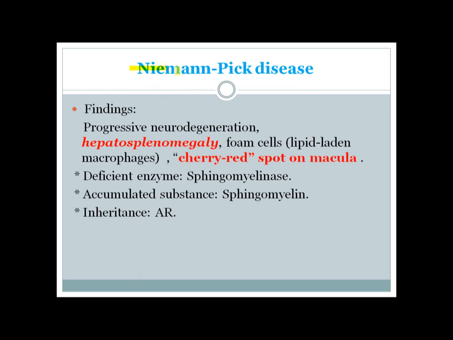So next disease is Niemann-Pick disease. This is also very important. Niemann-Pick disease has actually one differential, which is Tay-Sachs disease. So the most important difference between Niemann-Pick and Tay-Sachs is Niemann-Pick have hepatosplenomegaly. Tay-Sachs don't have hepatosplenomegaly, but both of them have cherry red spot on macula. And Niemann-Pick disease can also have foam cells, and like Tay-Sachs disease, the patient might have progressive neurodegeneration. And the deficient enzyme is sphingomyelinase, and accumulated substance is sphingomyelin.